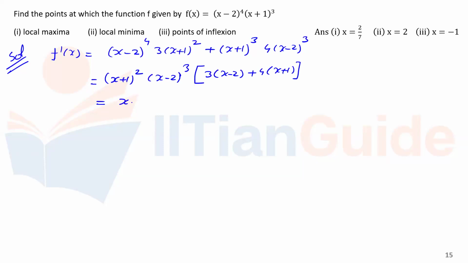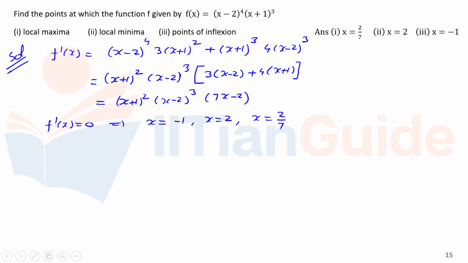So I'm getting x plus 1 whole square. I'm getting x minus 2 whole cube. Inside the bracket, we are getting 7x plus 1. Am I right? 7x minus 2. Okay. So f dash x is 0 when x is equal to minus 1, x is equal to 2, and x is equal to 2 by 7. I have got 3 points.